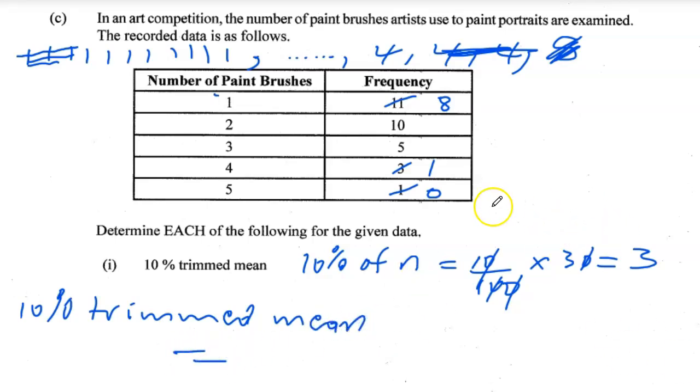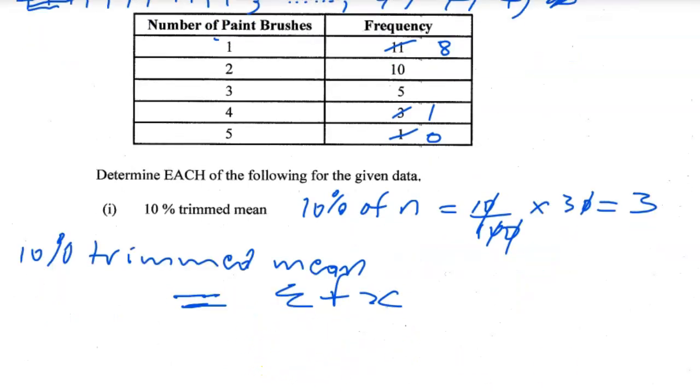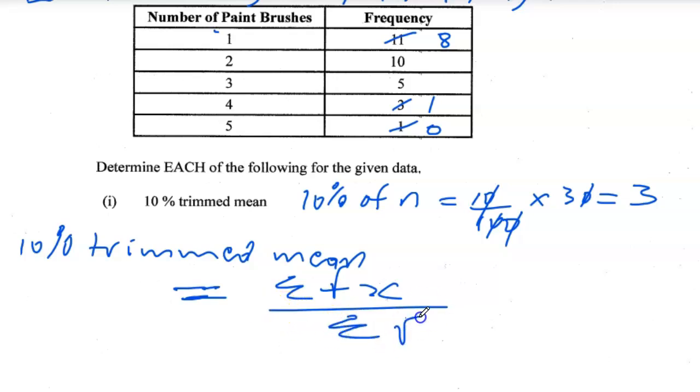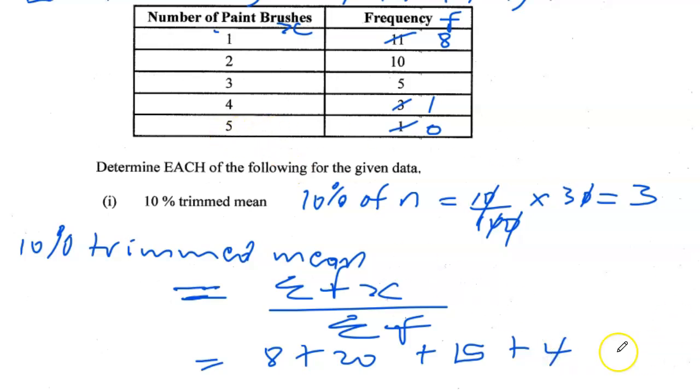is equal to, so remember you remove 3 from both ends, the first 3 and the last 3 numbers in the data set. So same formula, sum of fx over sum of f. So fx, this is x, this is f, right? So 1 times 8, that's 8, 2 times 10, that's 20, 3 times 5, that's 15, 4 times 1, that's 4, 5 times 0, that's 0.